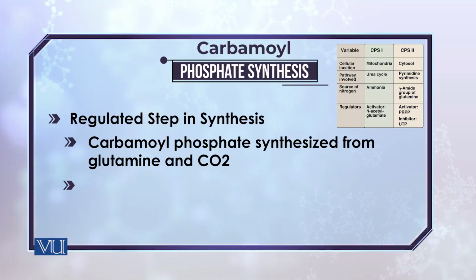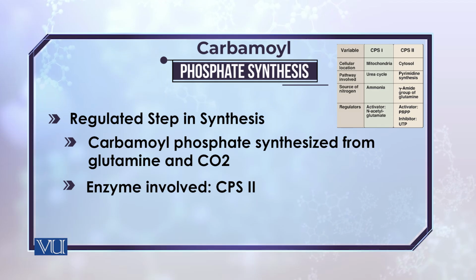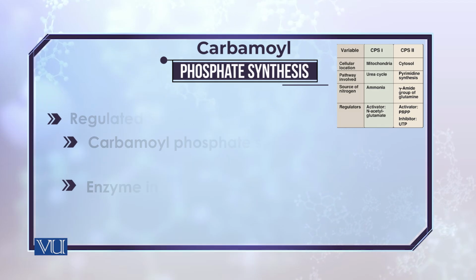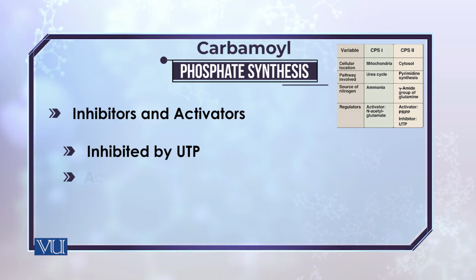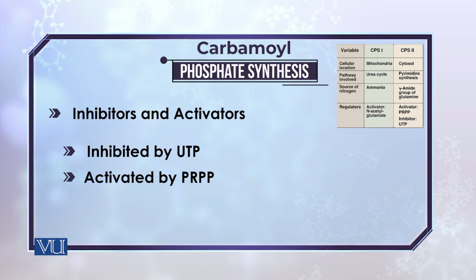When we are talking about the urea cycle, you know that the urea cycle takes place in the liver, and a major part of this reaction takes place in the mitochondria. But in the case of the action of CPS2, the synthetase involved in the formation of carbamyl phosphate for the formation of pyrimidine, it takes place in the cytosol.